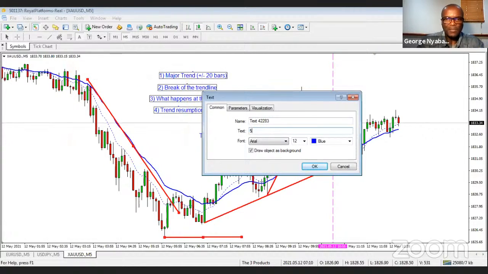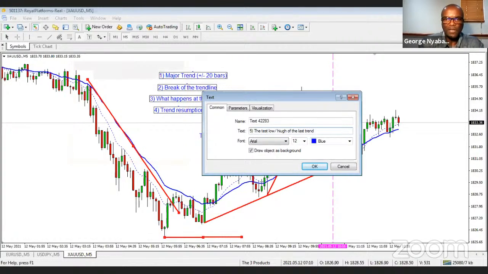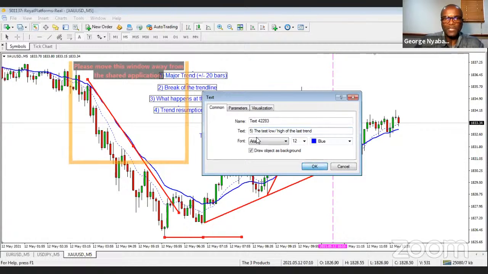Okay, when I see trend resumption, with trend resumption, we want to see the low of the last trend. Okay, we want to see the test of the low of the last trend, because we're in a bear market, right? If the trend had been bullish, then of course we want to see the test of the high. But in this case, it's low. That's what we're interested in.